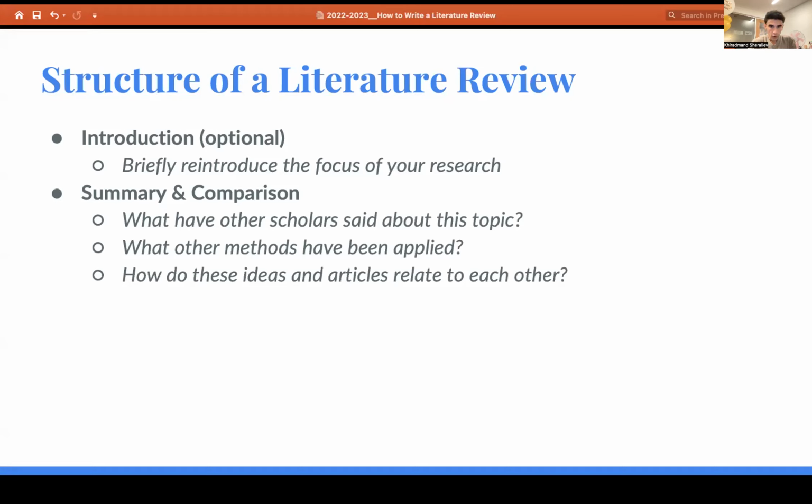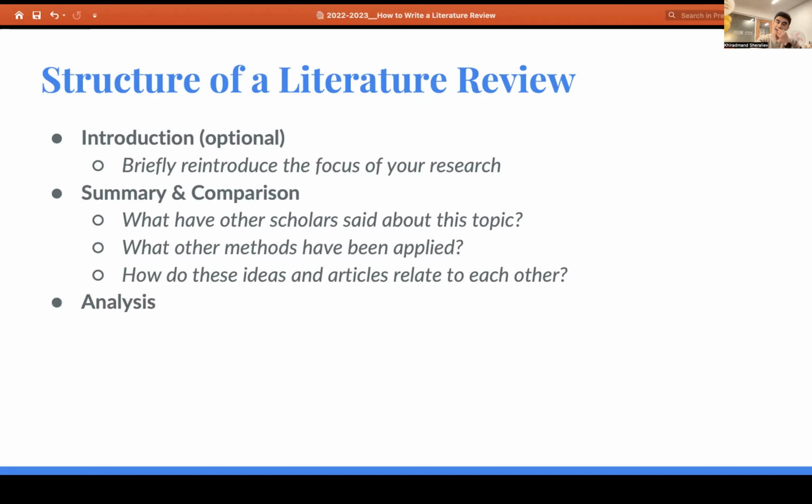So you read and you write about others' findings, right? Others' claims about your topic. And then you need to take into account the methods that have been applied to come up with certain conclusions or to find something. And in addition to this, you need to categorize, right? So you need to see how these ideas and articles relate to each other, how they are connected.